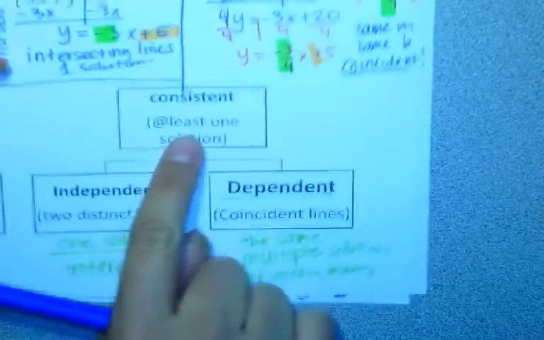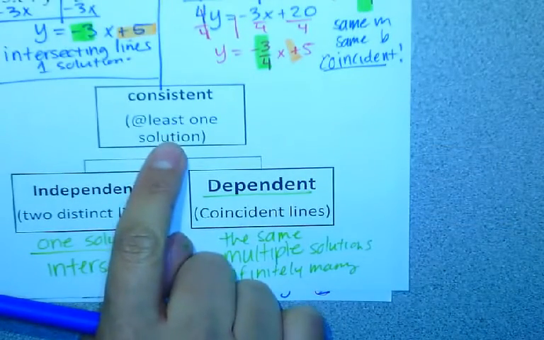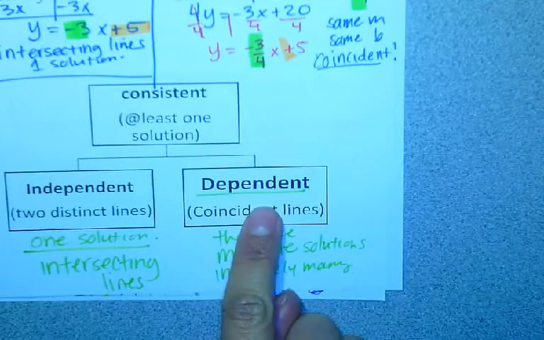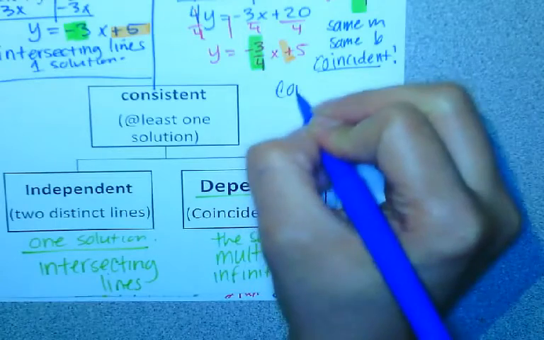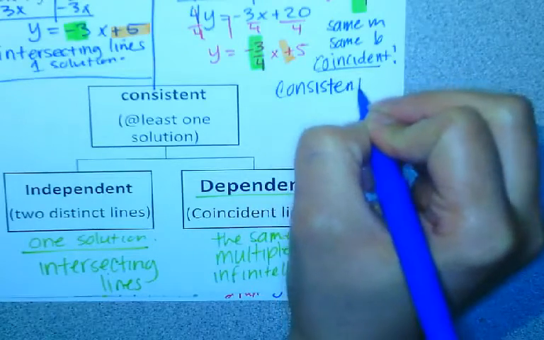So I'm looking at a consistent system because I have at least one solution, and dependent because they are coincident lines, many solutions. So this is going to be consistent, dependent.